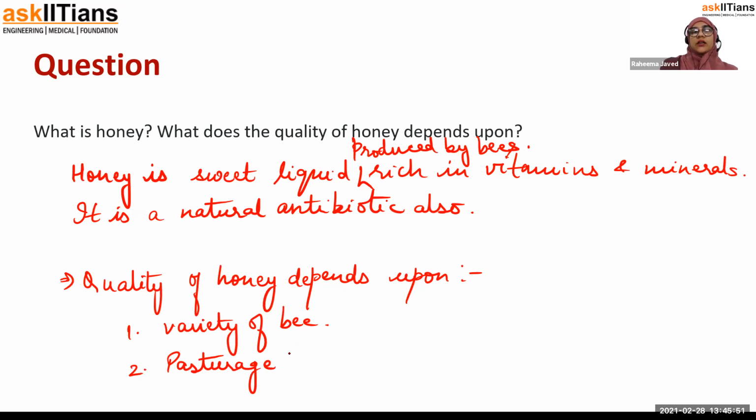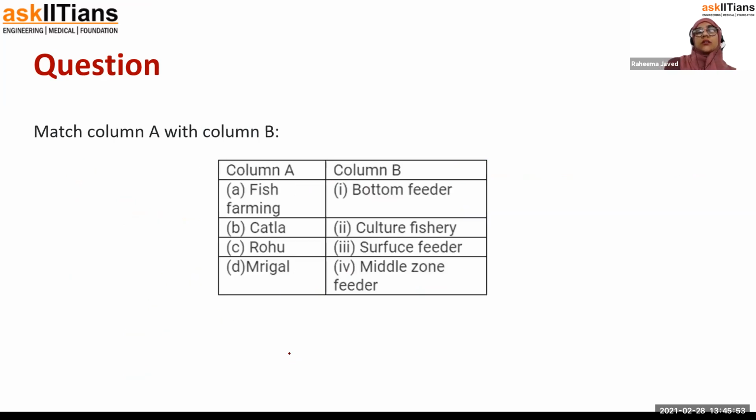Okay, so next question is about match the following. So fish farming, Catla, Rohu, Mrigal. Okay, and column B is bottom feeder, culture fishery, surface feeder, middle zone feeder. So Catla is a surface feeder, right? Rohu is the middle zone feeder, and Mrigal is the bottom feeder. Fish farming is remaining, which can be matched to culture fishery.